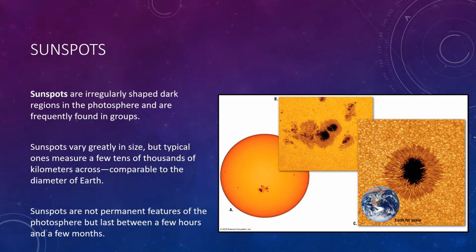Sunspots are irregularly shaped dark regions in the photosphere. Sometimes sunspots appear in isolation, but they frequently are found together in sunspot groups. Although sunspots vary greatly in size, typical ones measure a few tens of thousands of kilometers across, comparable to the diameter of Earth, as you see in Part C of this image. Sunspots are not permanent features of the photosphere, but last between a few hours and a few months.